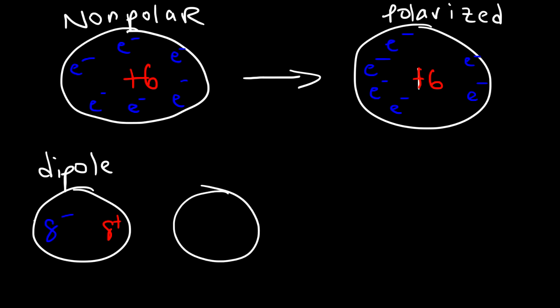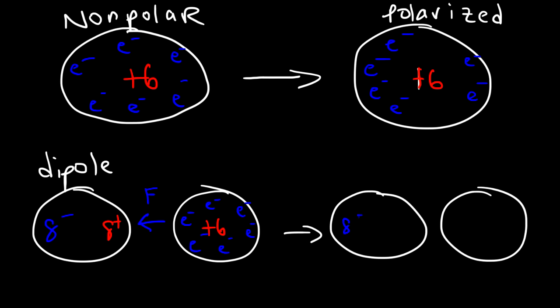So let's put another atom next to it in the gas phase. So this atom is neutral. The electrons are evenly distributed, so it's nonpolar like this one. Now the electrons will be attracted to the partial positive charge of the right side of that atom. So therefore, the electrons will feel a force of attraction. And so this electron cloud will become distorted. And so we're going to have this situation.